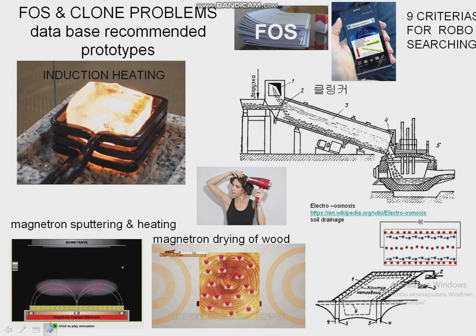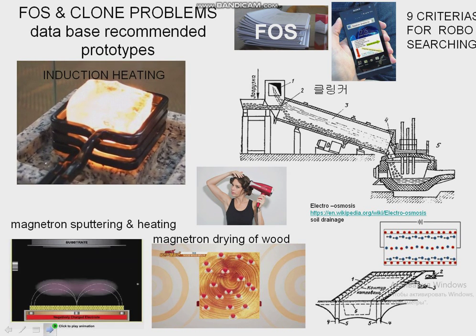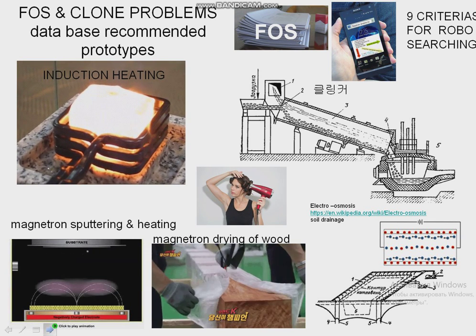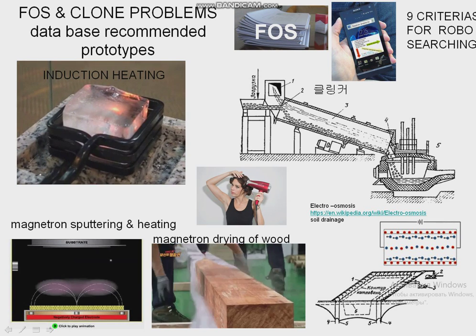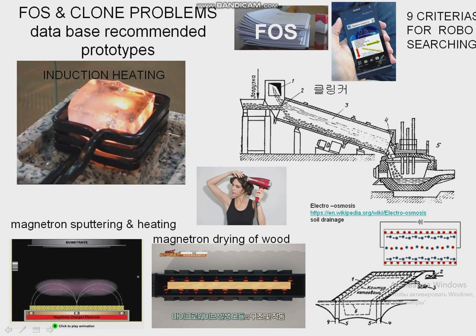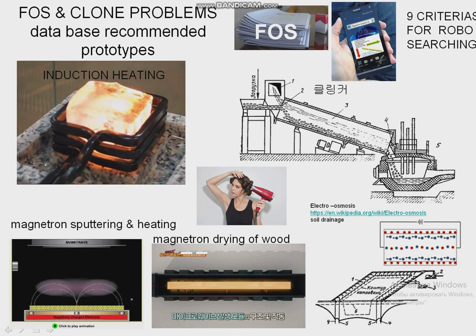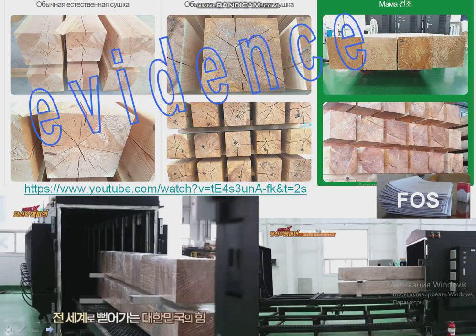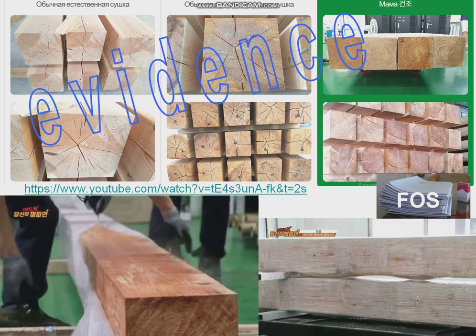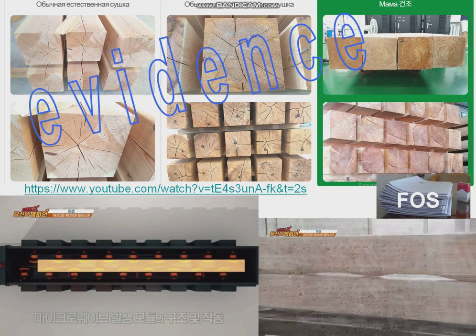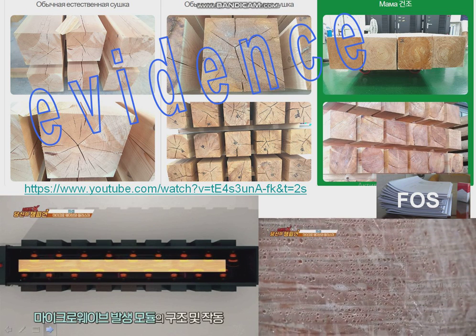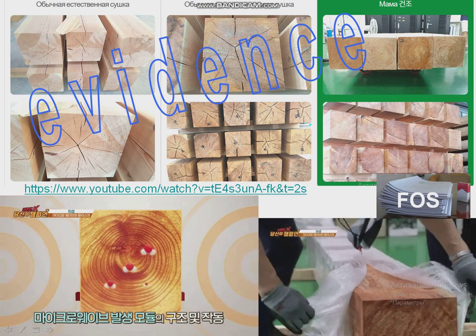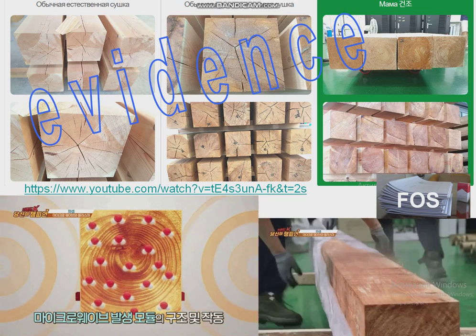Induction heating, magnetron drying of wood, drying of soil by using electrical fields, and a very interesting prototype, clinker. Clinker is a machine for manufacturing cement. These are our prototypes. A little more detail about the application of magnetron drying of wood: you can see a long explanation in Korean and a short explanation in my GIF animation.